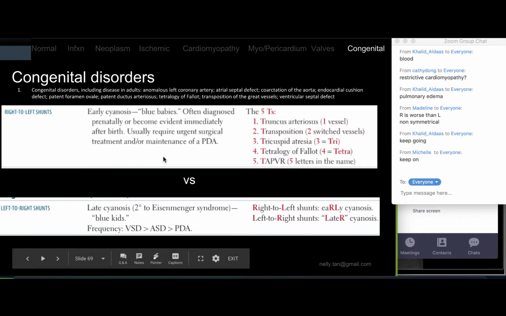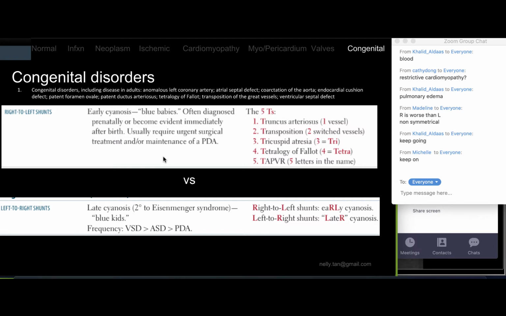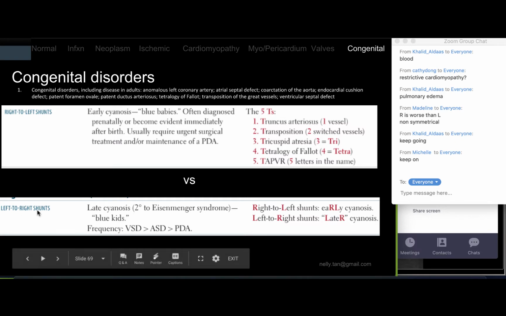Okay, so let's talk about congenital disorders. You've got the right to left and the left to right shunts. Remember, the right side is non-oxygenated blood and the left side is oxygenated blood. On a right to left shunt, you're going from non-oxygenated to the left side, which is pumping out to the rest of the body. This is why you get early cyanosis, because a lot of non-oxygenated blood eventually gets pumped out. In contrast, with left to right, you have oxygenated blood that goes to the right side. You get late cyanosis, and this typically happens after compensatory mechanisms.